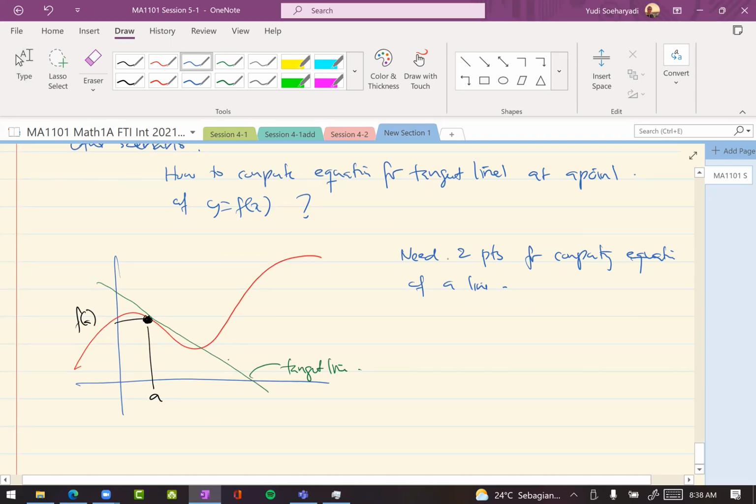Okay, so if you have two points, say this is (x1, y1), (x2, y2). Okay, so what you compute is delta y over delta x. That's the slope. Okay.